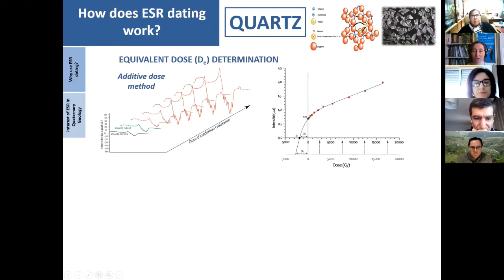All these aliquots together are used to obtain this kind of dose response curve that allows us to determine the equivalent dose by extrapolation of this line to the horizontal axis. Here we can see the equivalent dose.